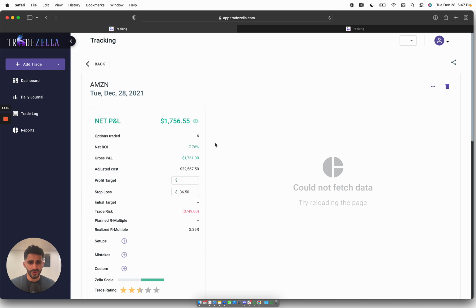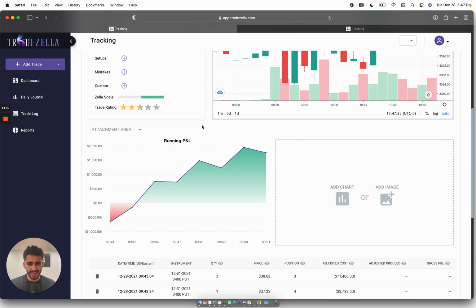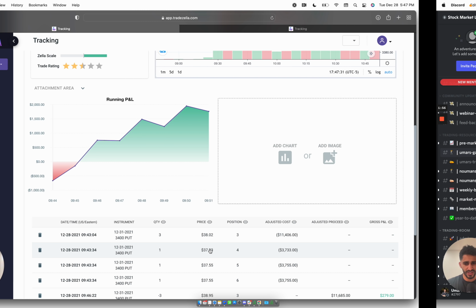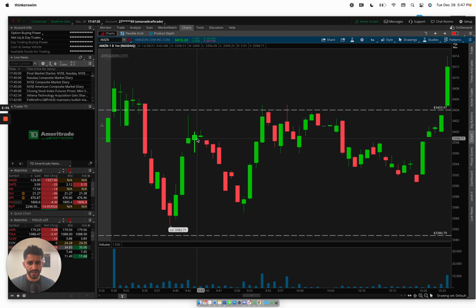So going into this trade, what happened? I made about 7% on the trade, had a 2.35 R, put in 22K. Like I said, size down day, nothing heavy. I traded 6 contracts, and my entry on this was around 943. I got in about 6 contracts at 943, so let's go to 943 and understand that. This is where I got in.